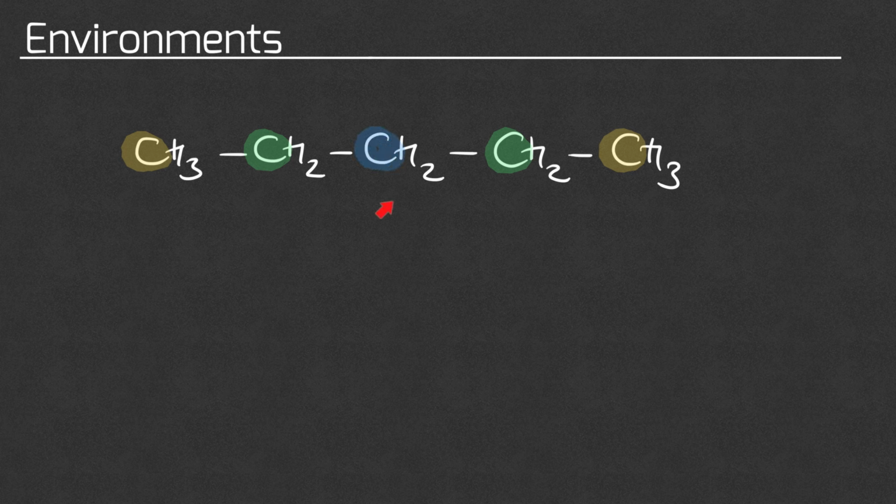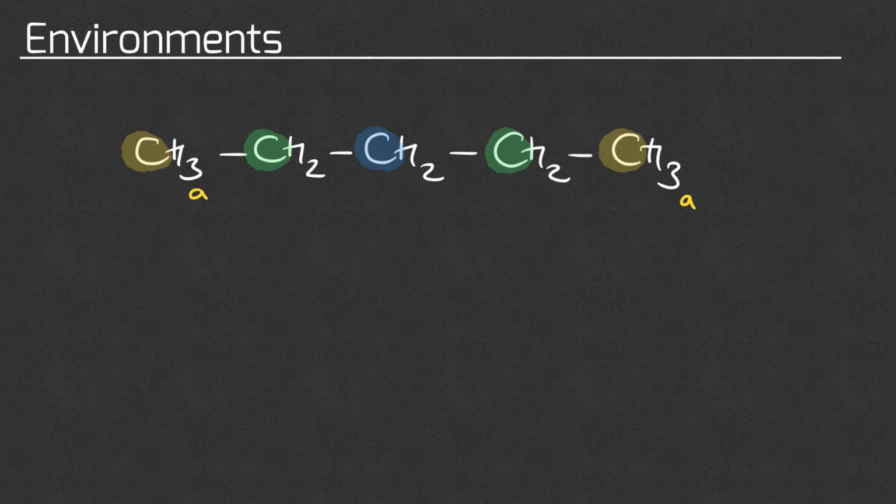The CH2 in the middle is in a different environment from the CH2s either side of it. The blue CH2 has got a CH2, CH3, CH2, CH3 either side of it, while the green ones have got a CH3 next to them and then a CH2, CH2, CH3. So you've got to consider its position in the molecule as a whole, not just if it's a CH2 or a CH3.